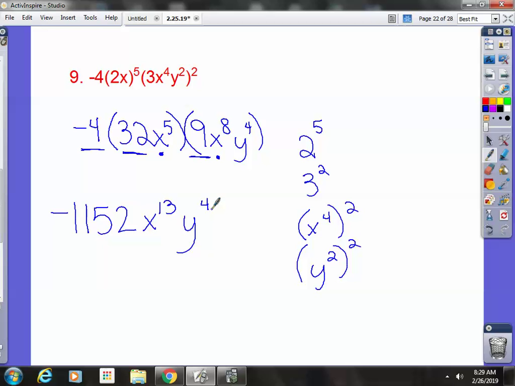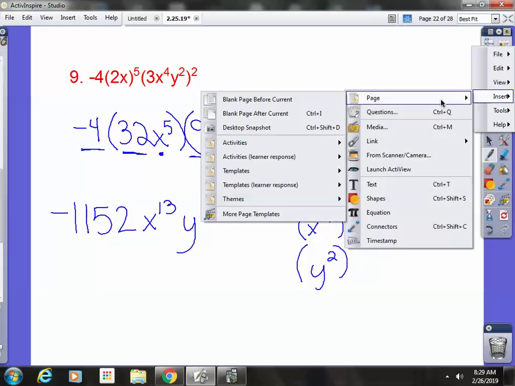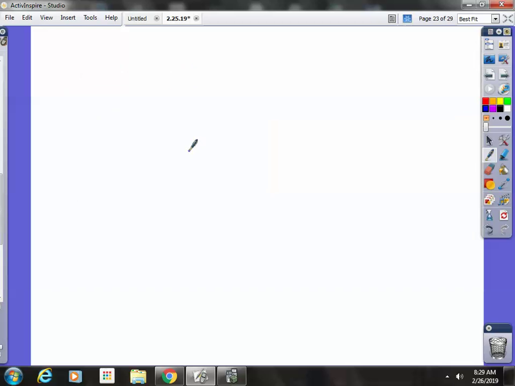Alright, so today we learned that if we have a power and we raise it to another power, what are we going to do with those exponents? Multiply them. Real quick, I lied, I do have one more example.